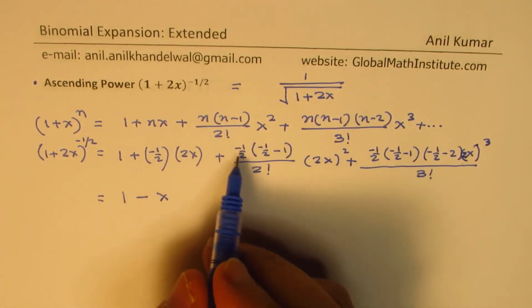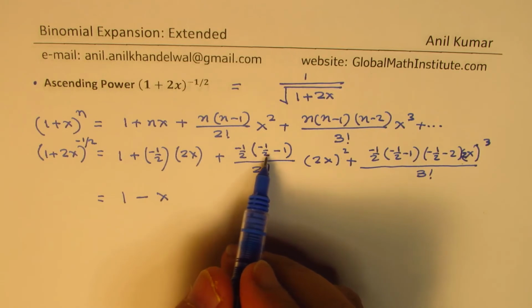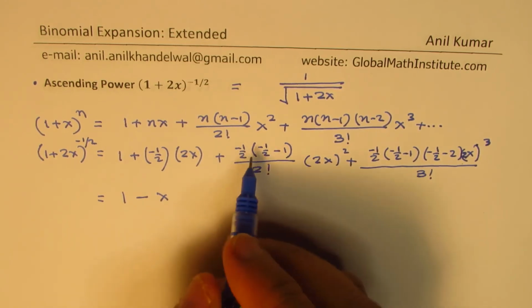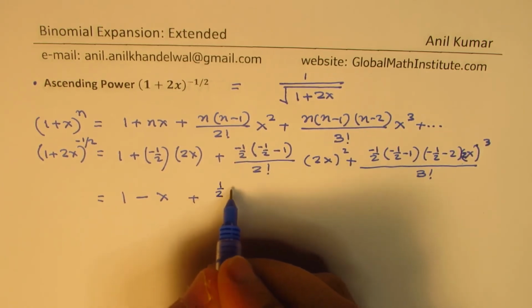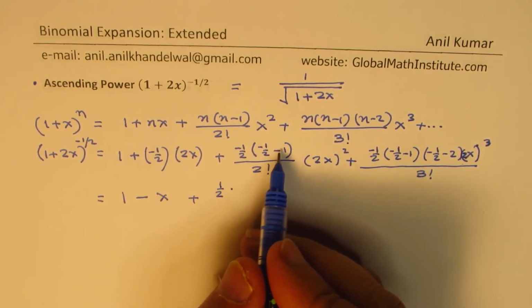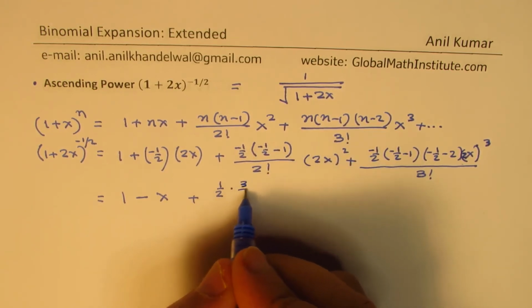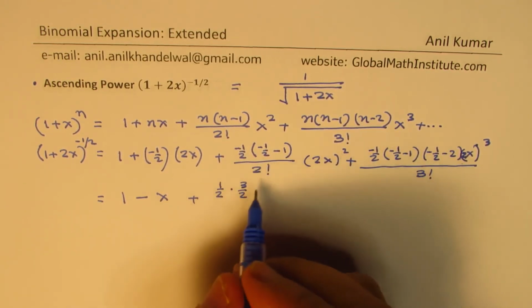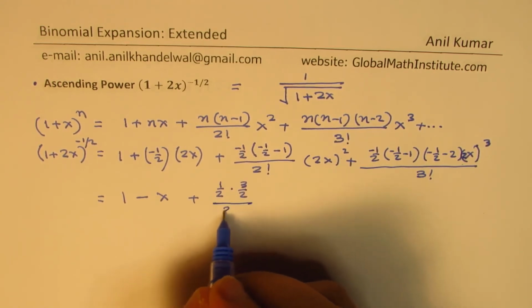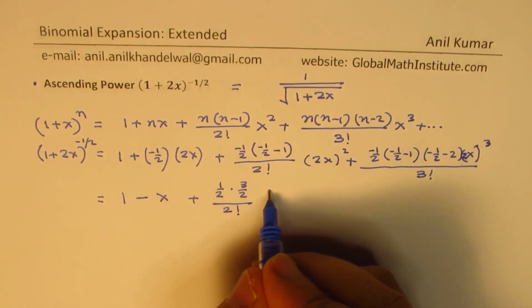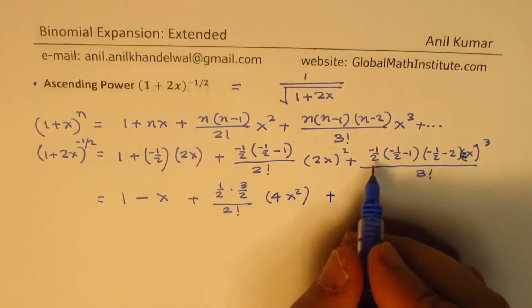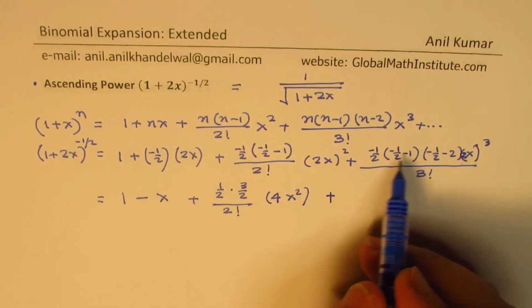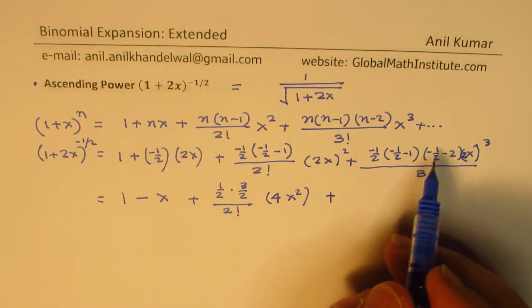And here we have minus half, and that is minus 3 by 2. So it becomes positive. So we have a positive half times minus 2 and minus 3 by 2. Both negatives become positive over 2 factorial, correct? And then we have here 2x whole square, which means 4x squared, correct? Now here, there are 3 minuses. This is negative, this is negative, this is negative. We have 3 minuses, correct?